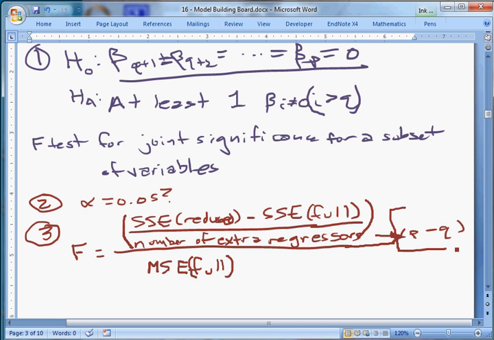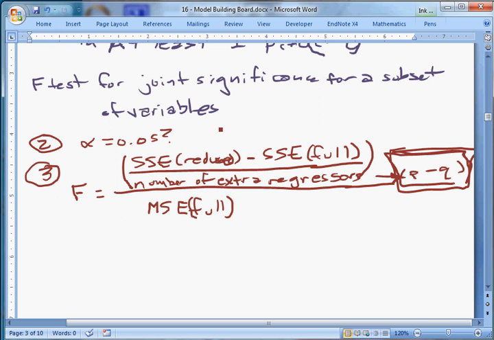But this is off to the side, separate in a little explanatory box, because this right here is just your test statistic. Okay, it's going to be the difference in the sum of squared errors divided by the number of extra regressors, and that's the top, all divided by the mean square error of the full model. And again, these things all come right from the Excel output. Here you're going to have to actually figure out what these two are, right? You figure out how many regressors you had in the full model. That's P, and then you figure out how many regressors you had in the reduced model. That's Q, and that's how many extra regressors you have.